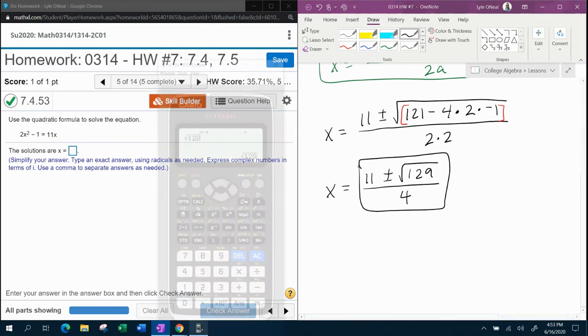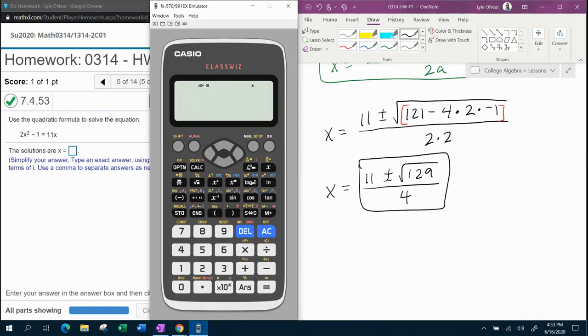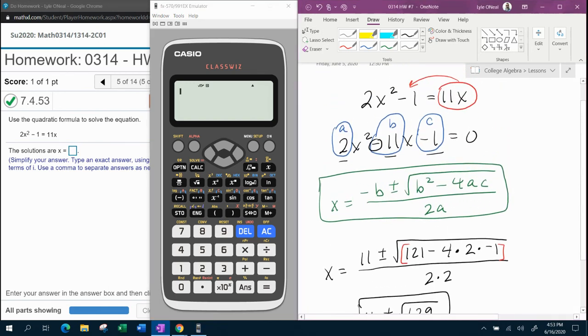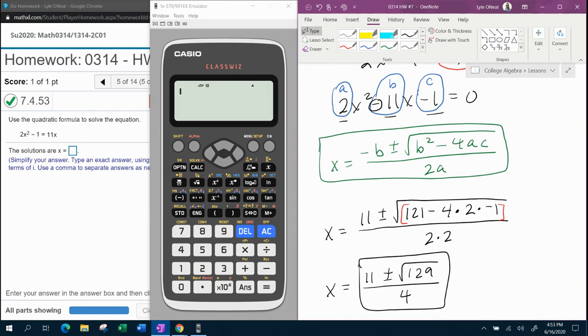Okay? Now, back to the Class Whiz. We're now going to use the calculator to check the actual answer. Okay? Not just to do a few calculations, but to check and see if this answer is correct. So we're going to go to the menu. We want option A, equation/function. And then option 2, because we have a polynomial of degree 2. So a quadratic has a degree of 2.